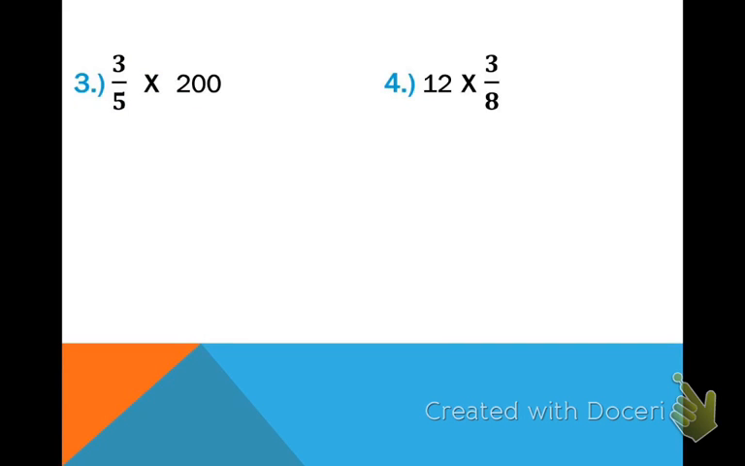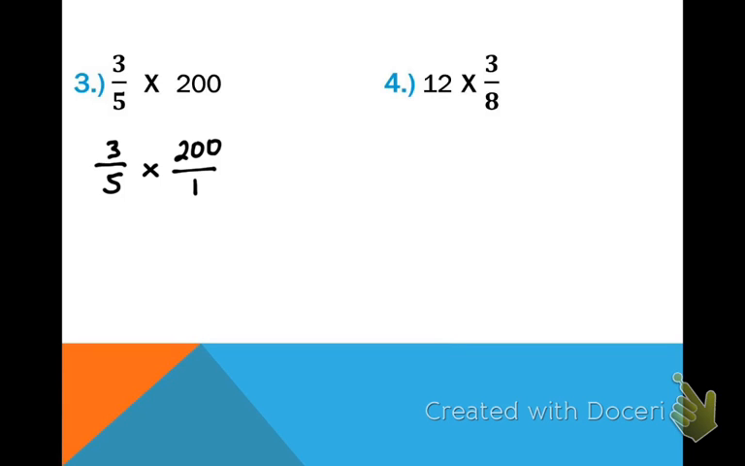Okay, so the one thing that looks a little different on this one, it says 3/5 times 200. What's different about the number 200 versus what we've had before? It's not a fraction. How would I make that a fraction? Put a 1 under it. Okay, all you have to do is put a 1 under it because 200 is the same thing as 200 over 1. When multiplying fractions, you need them both to be a fraction.